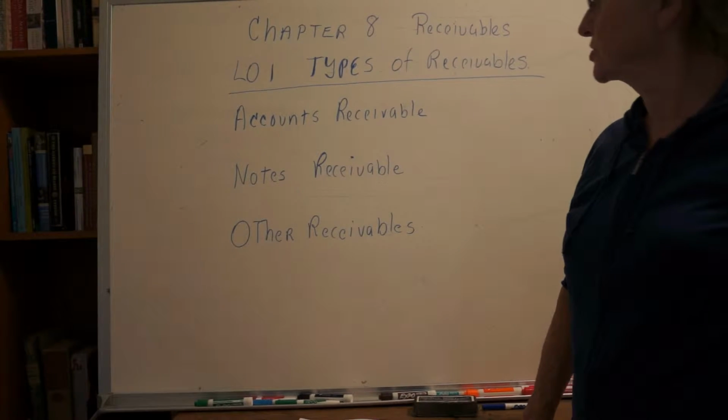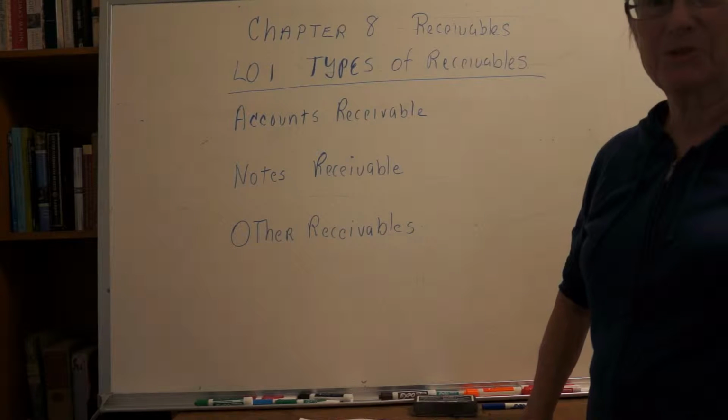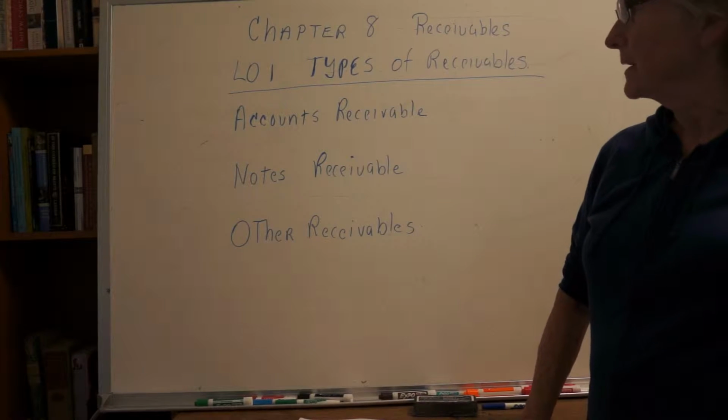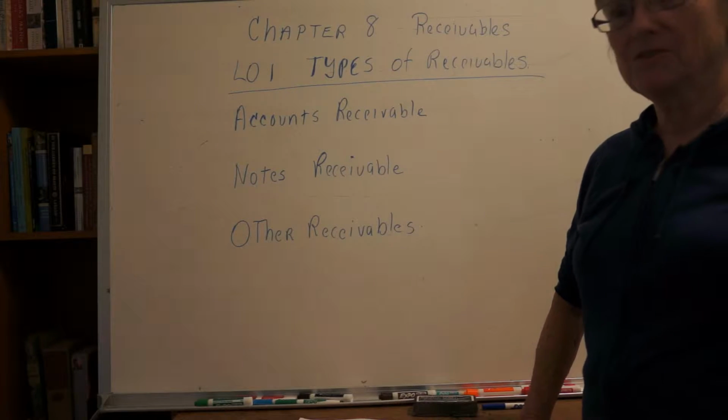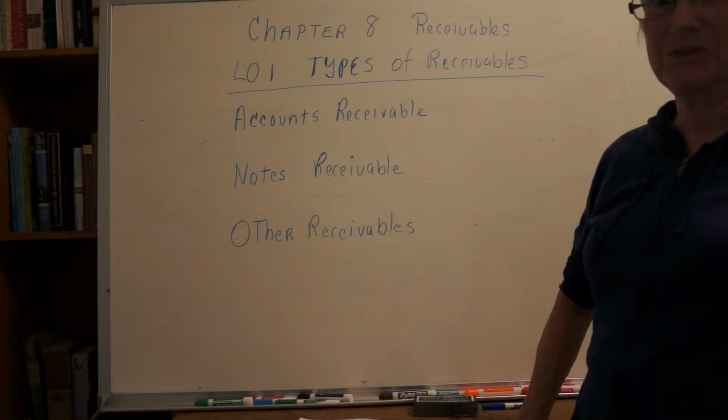Types of receivables. It's important to get these categories down because the journal entries are a little bit different for each type. And you remember journal entries are telling the story of what happened, and each of these types of receivables has a little bit different story.